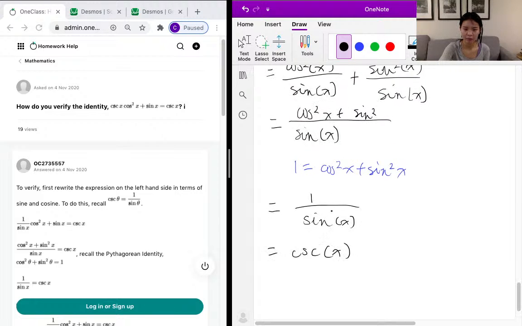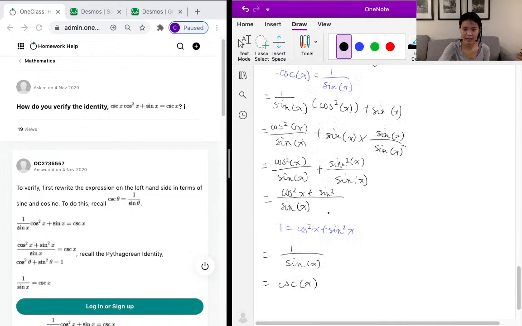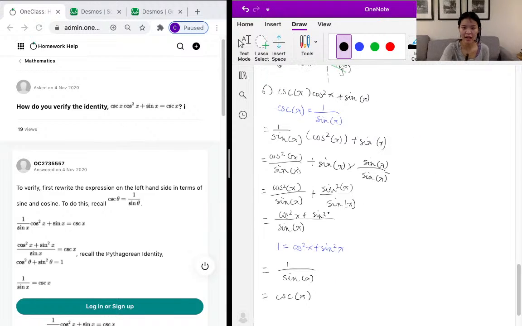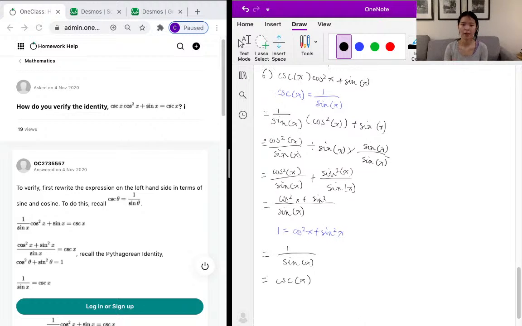And we are done verifying this identity because on the top we started with cosecant of x, cos squared x plus sin x, and we arrived at cosecant of x. So we started on the left hand side of the equation that we want to verify, and we ended on the right hand side. So we completed our verification, and this expression is true.